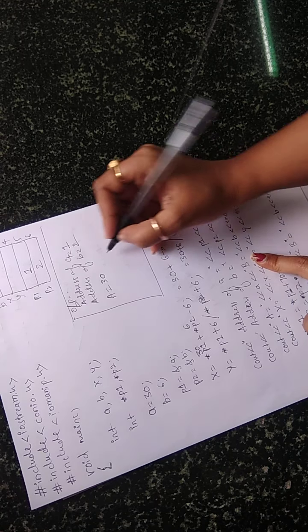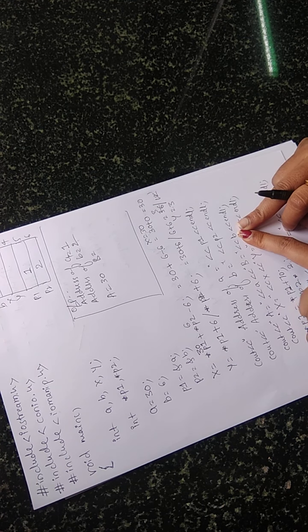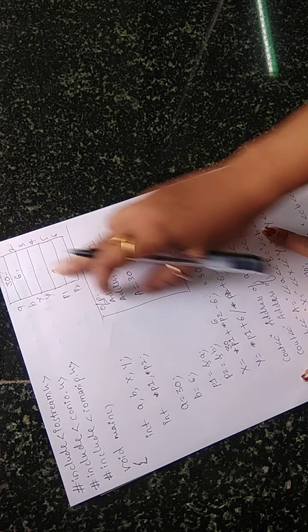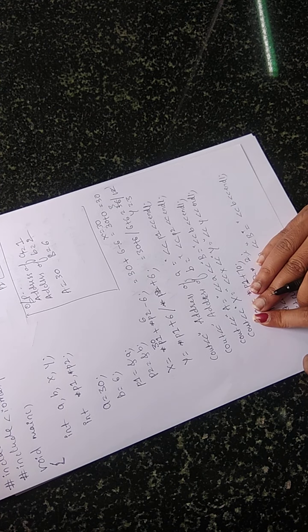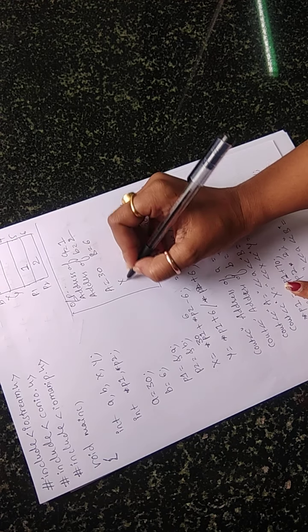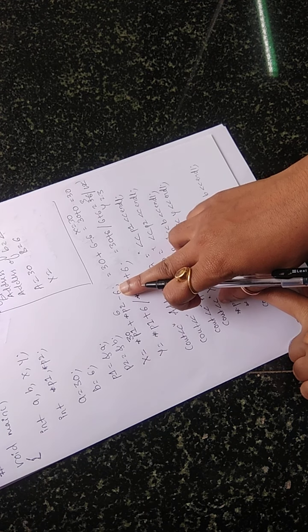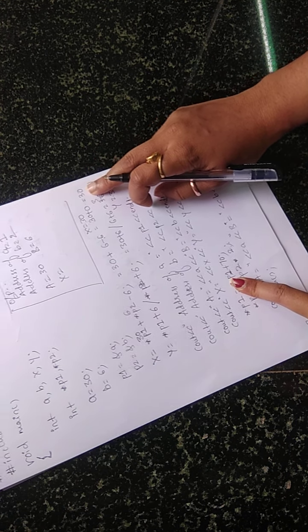Next, B is equal to, what is there in your B? The value of B is there. So, what is the value of B? B contains 6, so 6 will be printed. Then, next line. Cout X is equal to. After performing this operation, what is the value of X? X value is 30. So, 30 is printed.